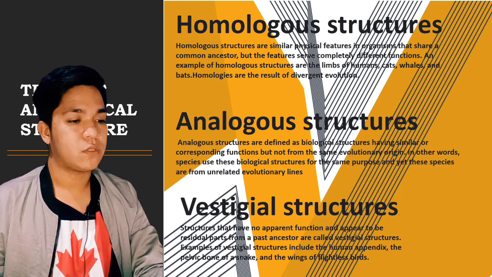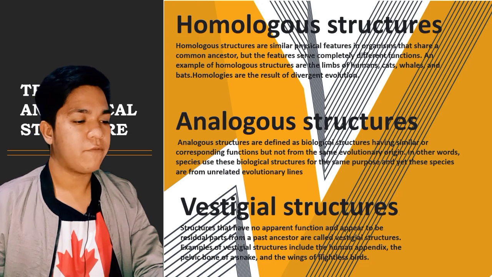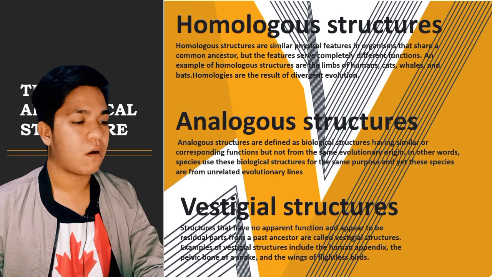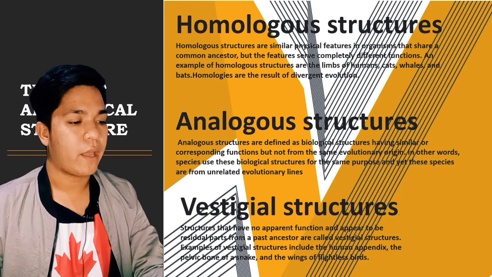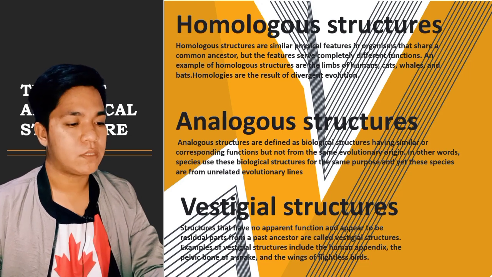Analogous structures are defined as biological structures having similar or corresponding functions but not from the same evolutionary origin. In other words, species use these biological structures for the same purpose, and yet these species are from unrelated evolutionary lines.